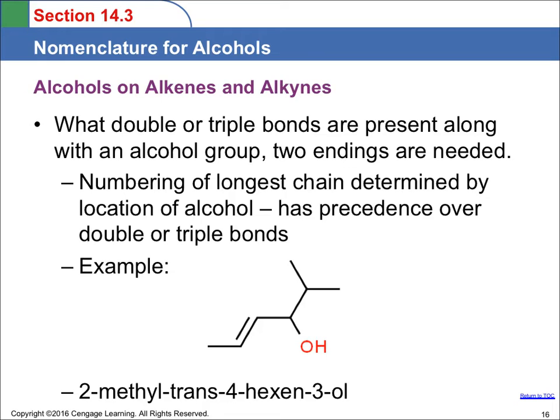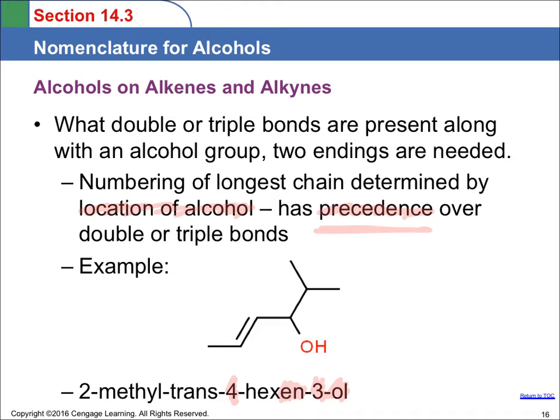If you also have double or triple bonds, then we have to have kind of both endings in the name. So here you're going to number your longest chain based on where the alcohol is. So your alcohol has precedence over a double or triple bond, meaning numbering, pay attention to the alcohol, not the double or triple bond. Then the ending, you're going to have, in this case, ENE or EN for the double bonds. Location is 4. And then OL for the alcohol, and its location is 3.